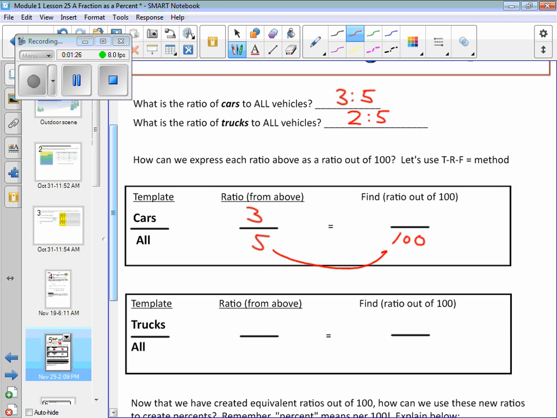What's our multiplication factor in this case? Times what? Good. Whatever you do to the bottom, you got to do to the top. And if you do 3 times 20, what do you get? Cal? Very good. That one's done.